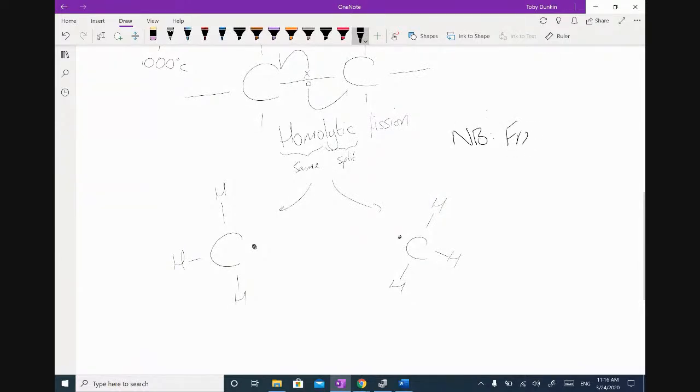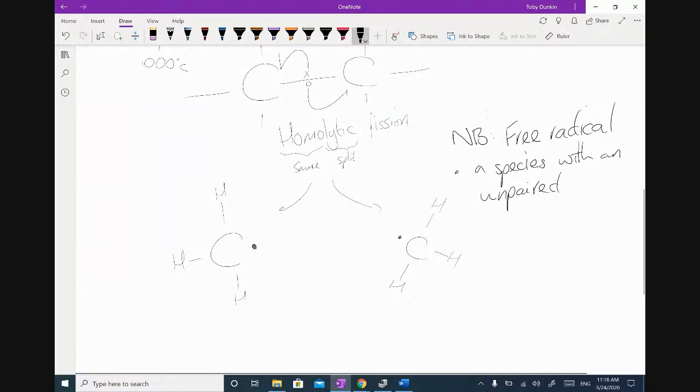The definition of a free radical: a species. Notice the use of the word species. I prefer a species with an unpaired, you can't say one, an unpaired electron, which is what that dot represents.